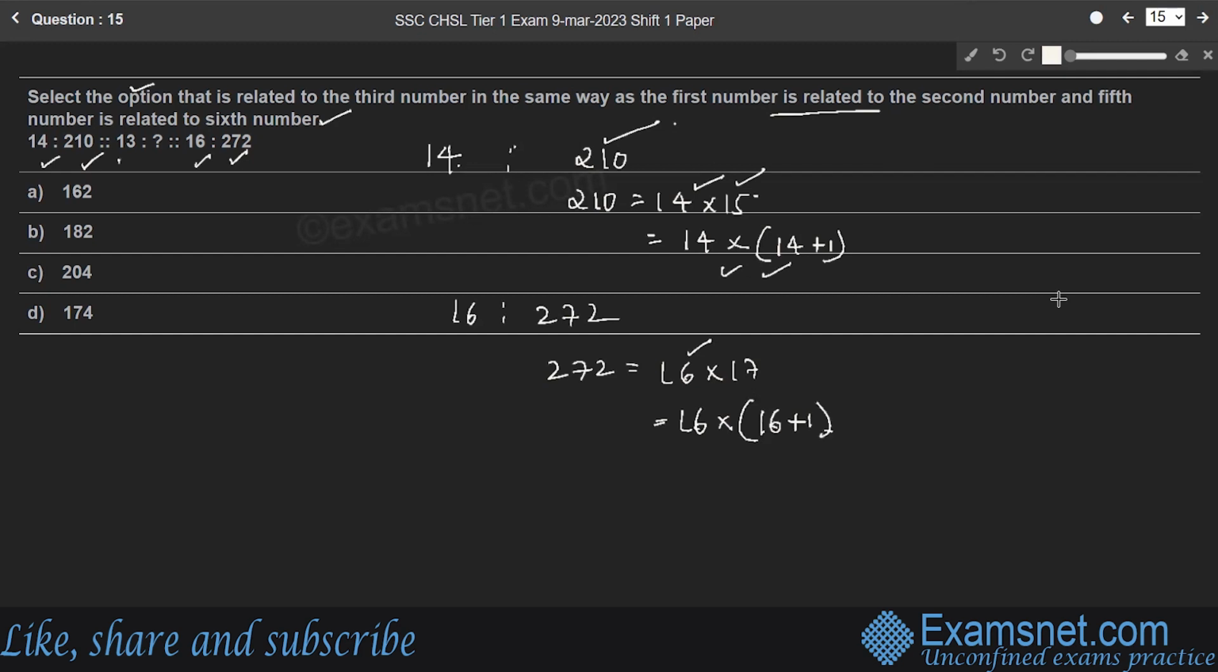Therefore, third and fourth numbers: third number is 13. 13 is to, what is the fourth number? Fourth number should be 13 into the next number, which is 14. What is 13 into 14? Which is 182. So 14 into 13 is 182, the fourth number. Therefore, option B is the right answer.